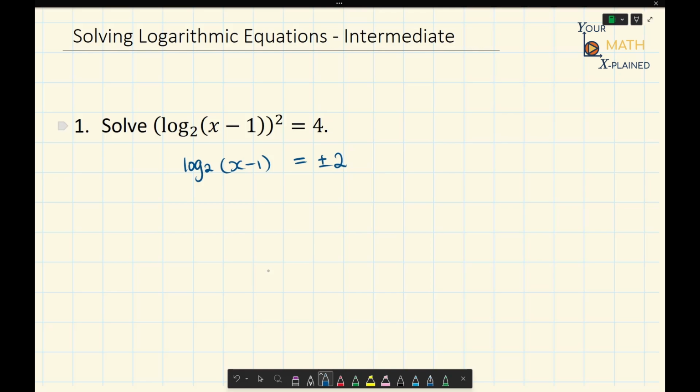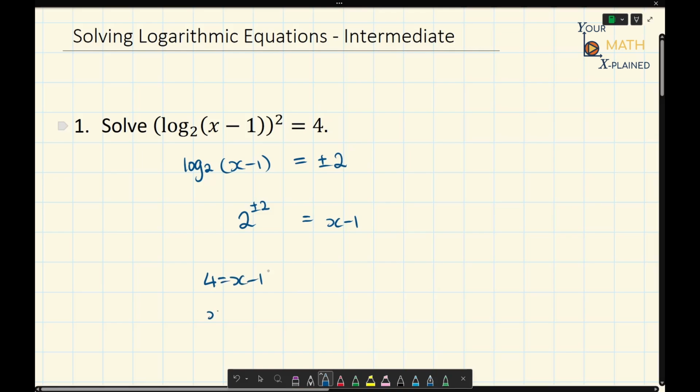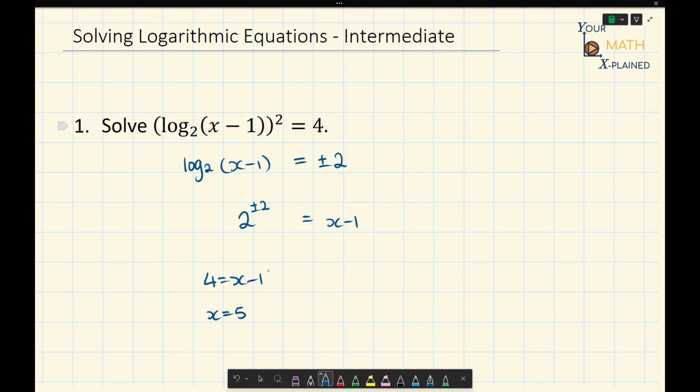So we get 2 to the power of plus or minus 2 is going to be equal to x minus 1. And now we're going to split this up into two cases. So if we have 2 to the power of positive 2, that's going to give us 4 is equal to x minus 1, which means x is equal to 5. And for the negative case, 2 to the power of negative 2 is going to give us 1 over 4, and that's equal to x minus 1. So therefore, x is equal to 5 over 4.